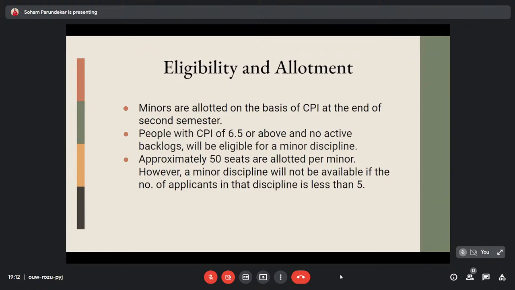And if the applicants for the minor are less than 5 in the third semester, that minor won't be available. So for example, if you guys apply now, but you have less than 5 people in total, that minor won't be featuring.